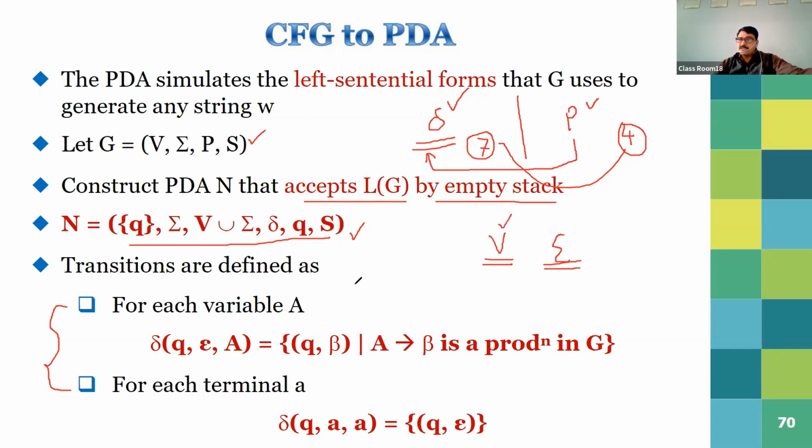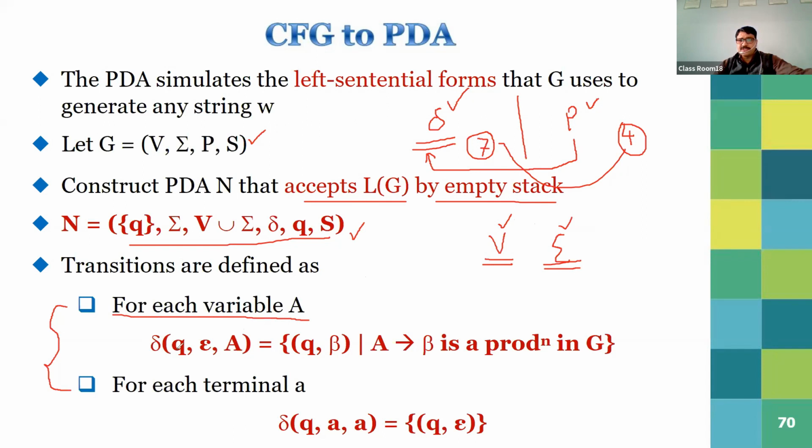Suppose in this case, we are going to convert the production rules in the form of transition function. So just see here. First, we will try to convert the variables in the form of transition function. Then we will write the rule. We will discuss the rule for converting terminals into transition function. So just see here.